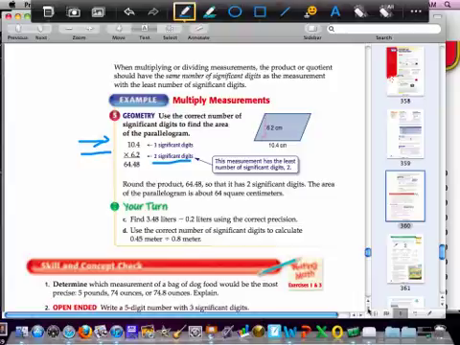So the answer has the same number as the least number of significant digits. So if I multiply that out and I get 64.48, that's 4 significant digits, but I have to only have an answer with 2. So I'm going to round it off to 2 significant digits. In this case, it's going to be the 10s and the 1s. So I'm going to round it off to 64. All right, these are a little tricky. Why don't you guys give those a try? We'll come back and take a look.